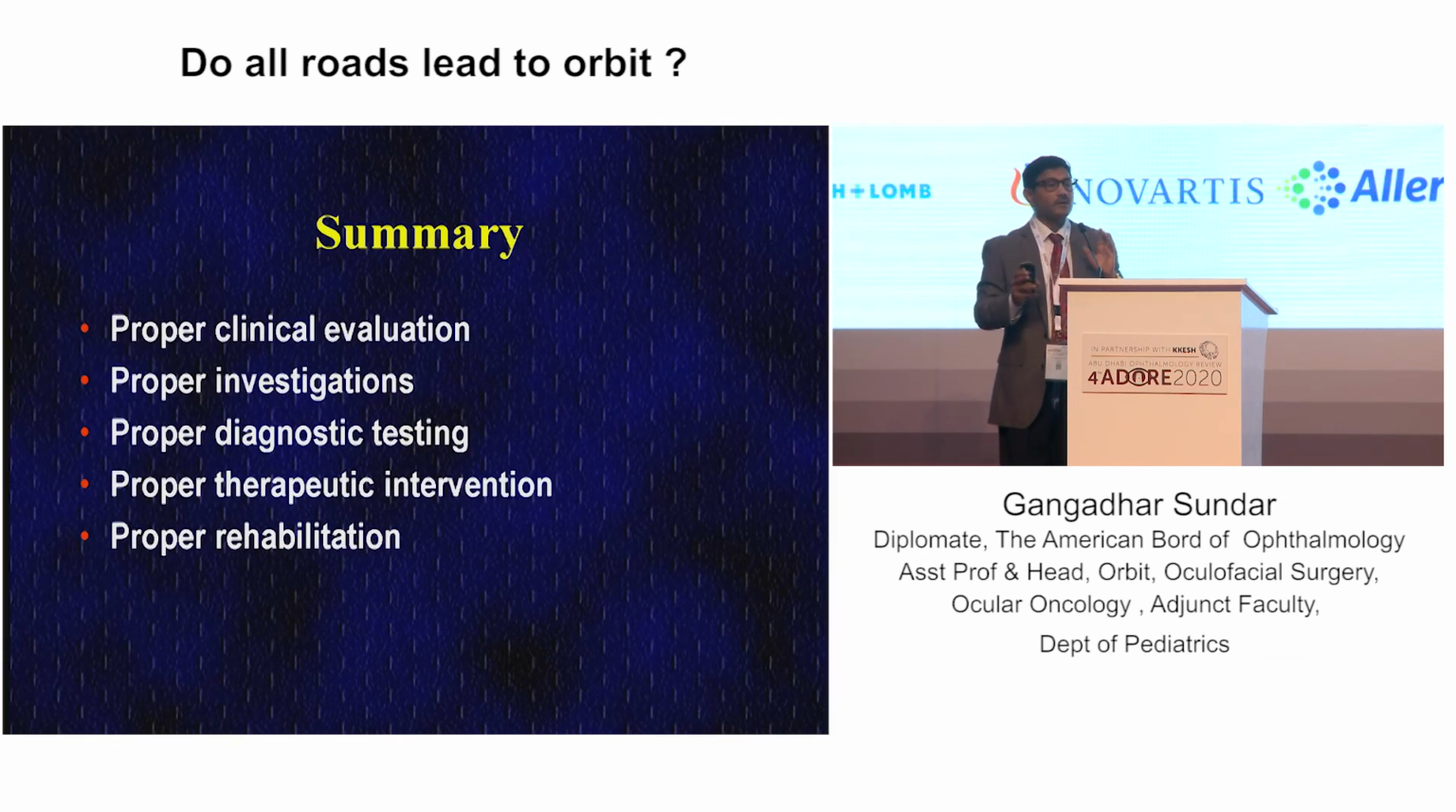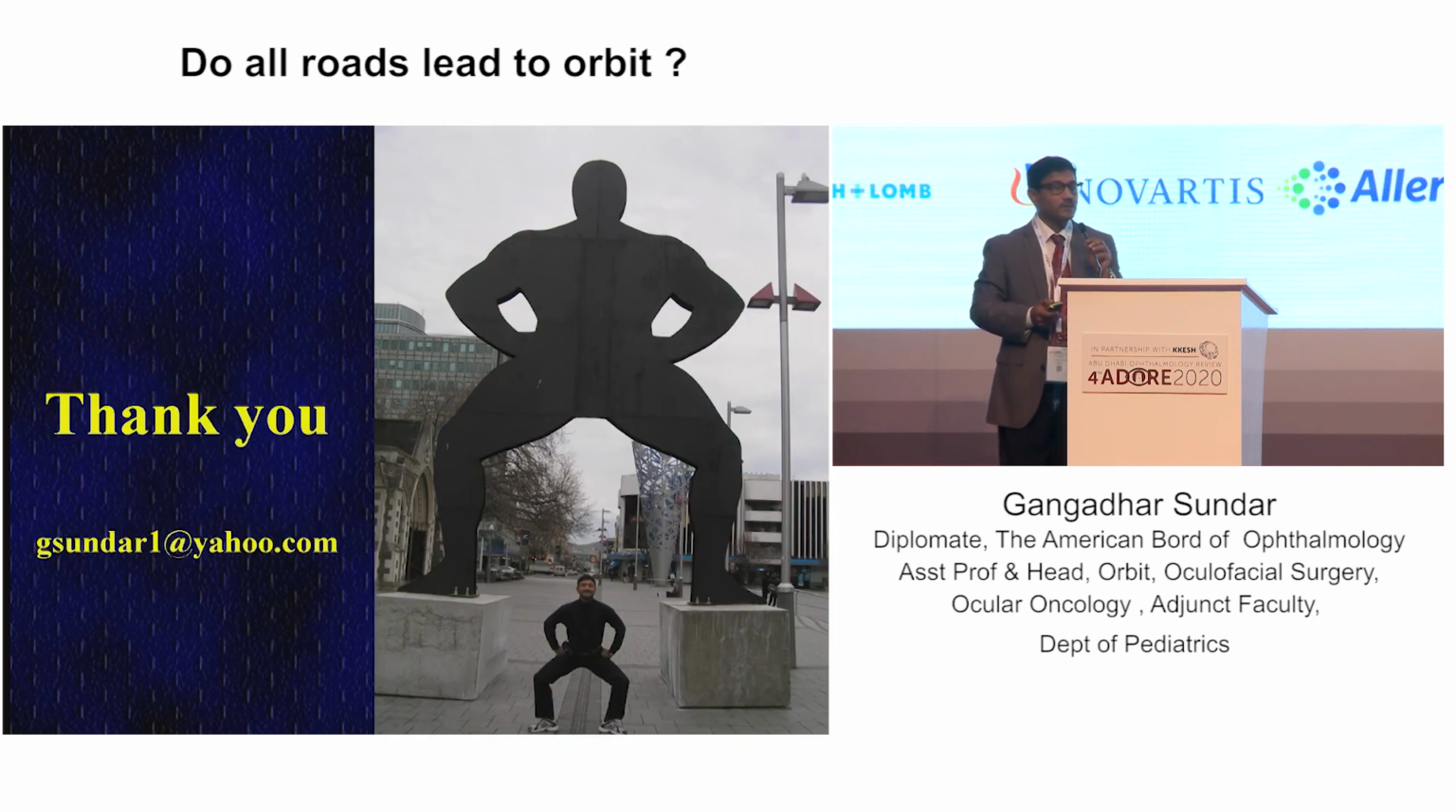So in summary, I think orbital lesions are widely varied. It's a good combination of preoperative clinical diagnosis followed by appropriate imaging. Then you devise a plan, am I going to do an incisional or excisional biopsy, and so on and so forth, so that you do a total rehabilitation. So you can achieve big things through small incisions.